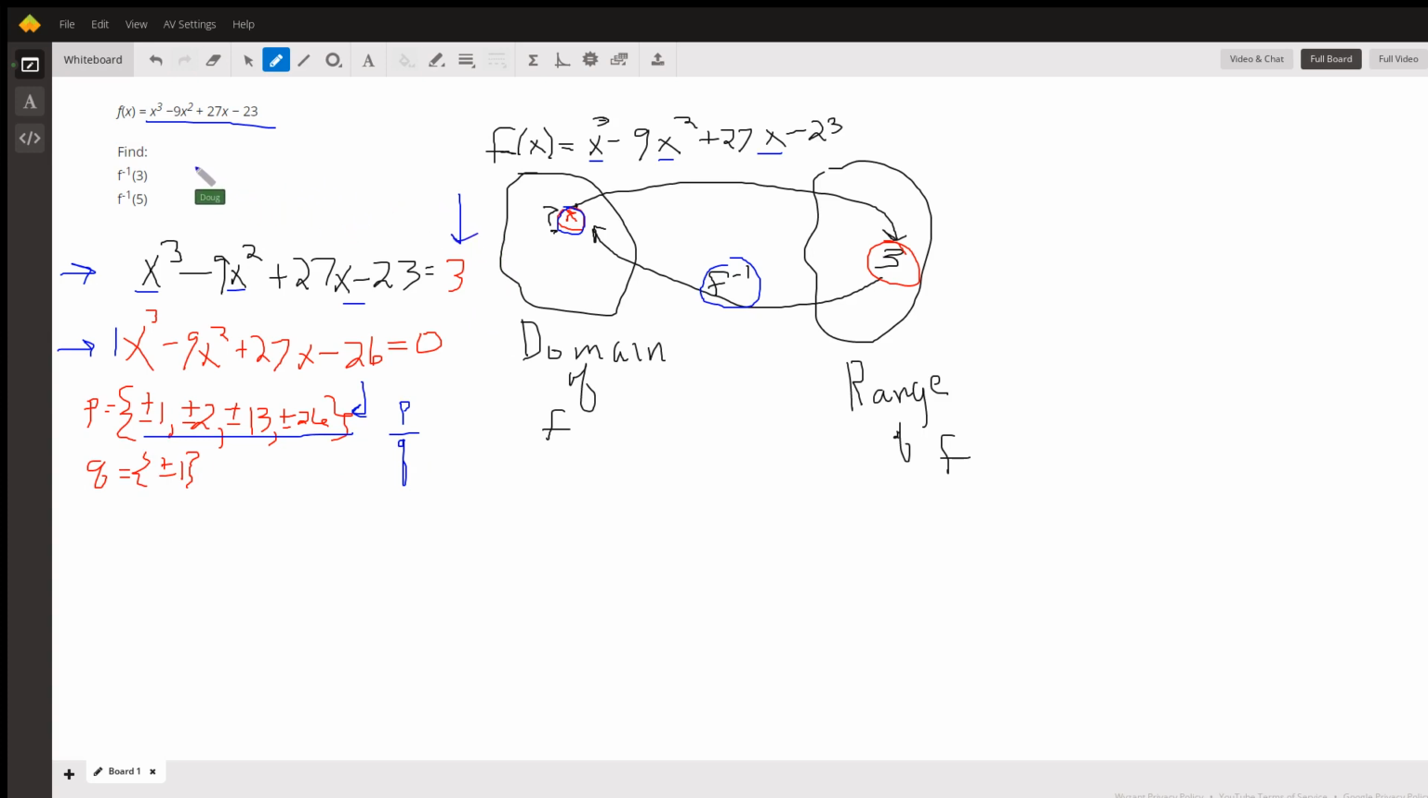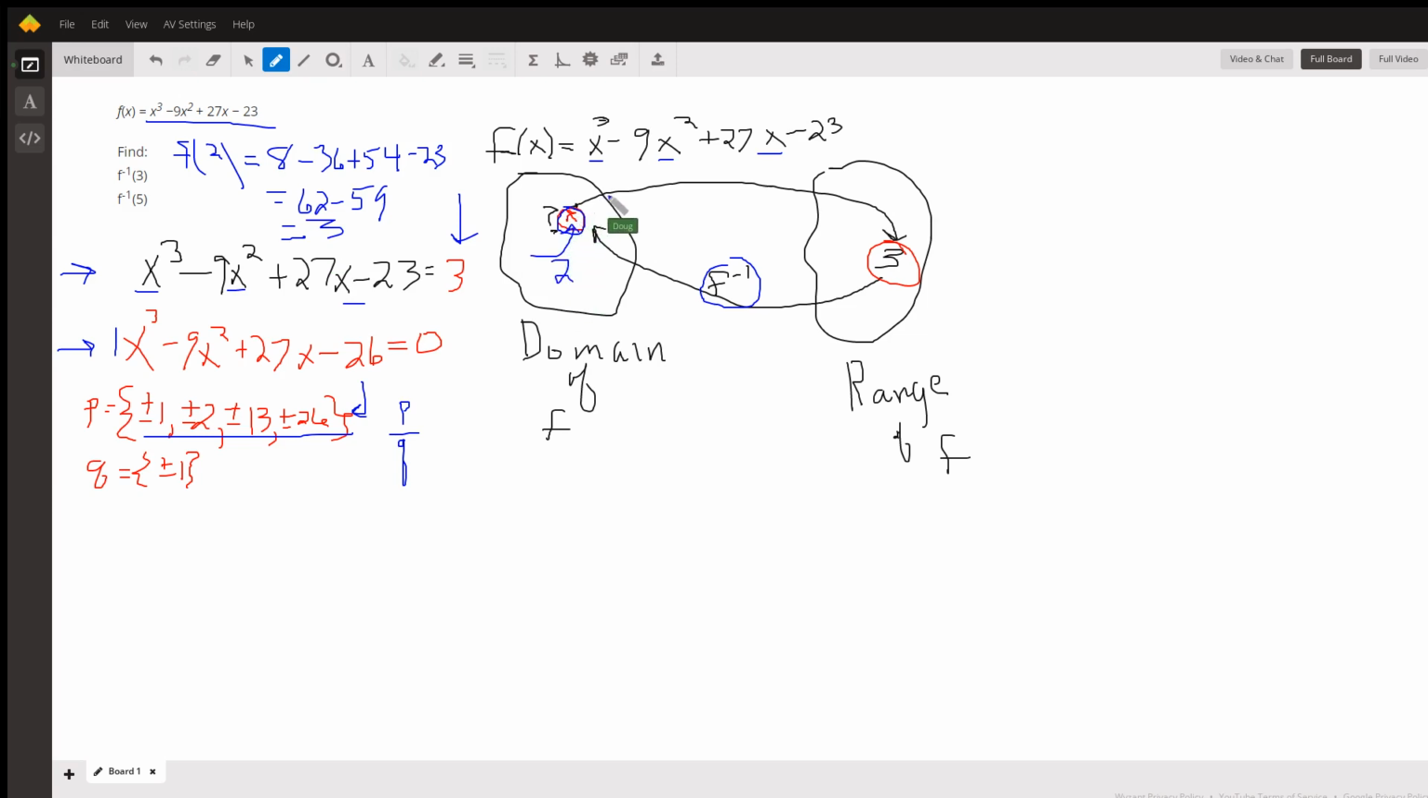But I think if you put 2 in for x, what's f of 2? It's 8 minus 9 times 4, which is 36, plus 54 minus 23. That's 62 minus 59, which is 3. So this number right here is a 2.